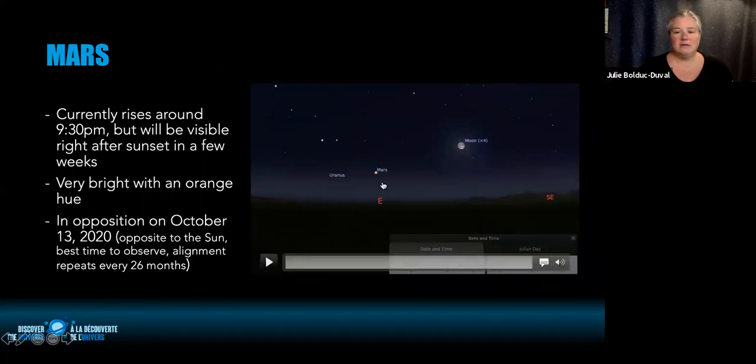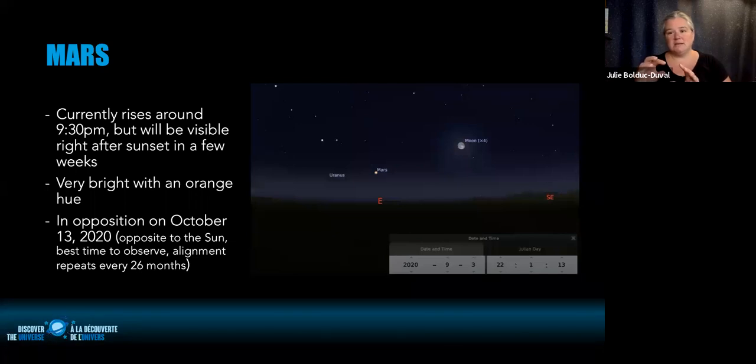Right now it is in the east, and it will be in a special position on October 13. That means it's going to be on the same side as the Earth around the sun. So from our perspective, it's opposite to the sun. That's why we call it opposition. And it means it's the closest to the Earth.